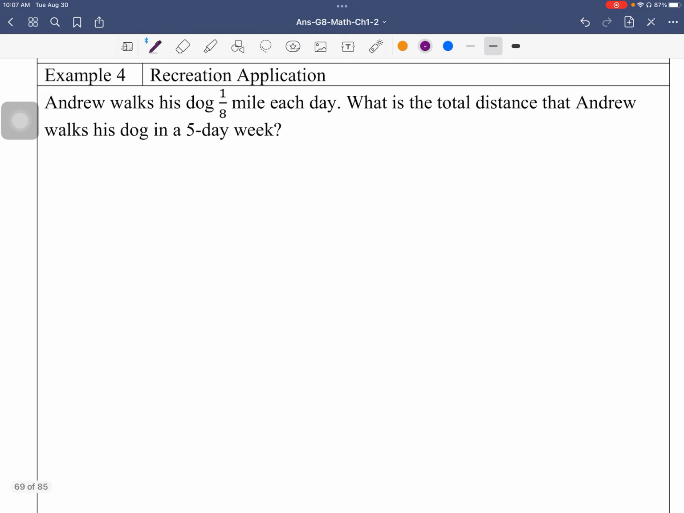And then, for example 4, Andrew walks his dog 1/8 mile each day. What is the total distance that Andrew walks his dog in a 5-day week? So every day you do 1/8 mile, and times 5 days. So multiply to get 5/8. Therefore, Andrew walks 5/8 miles in a 5-day week.